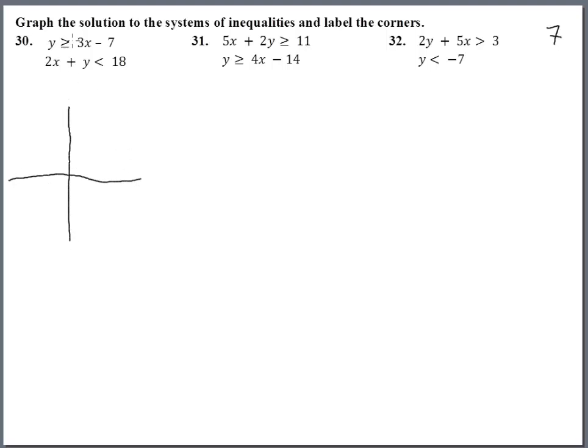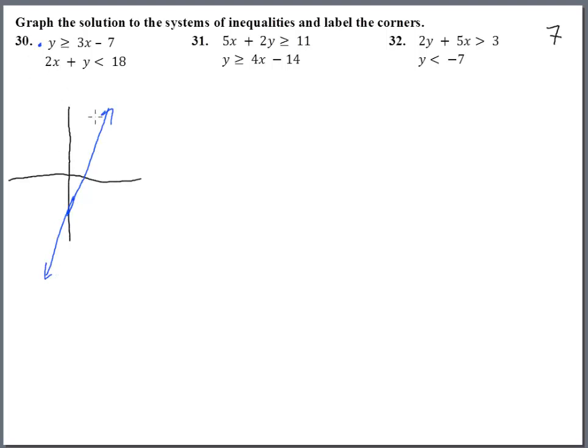Now this is a system of inequalities. So we've got, I'm going to put a little blue mark here, y is greater than or equal to 3x minus 7. So we treat it like equals. That's a negative 7 with a slope of up 3 over 1. And it is a solid line. There we go, something like that.